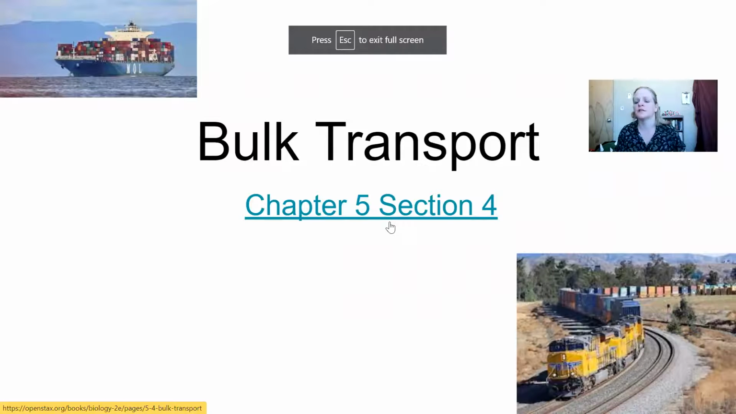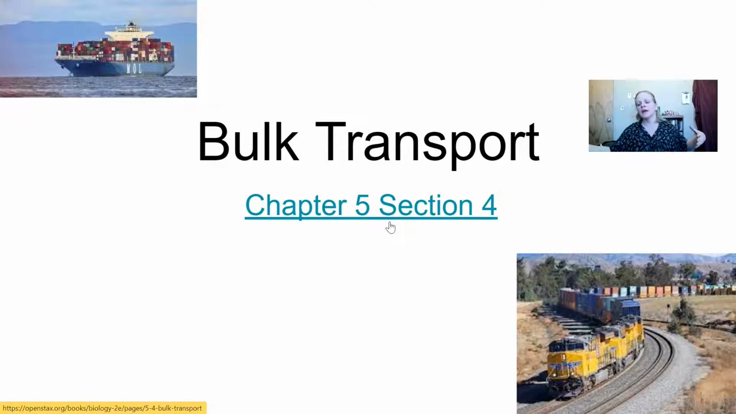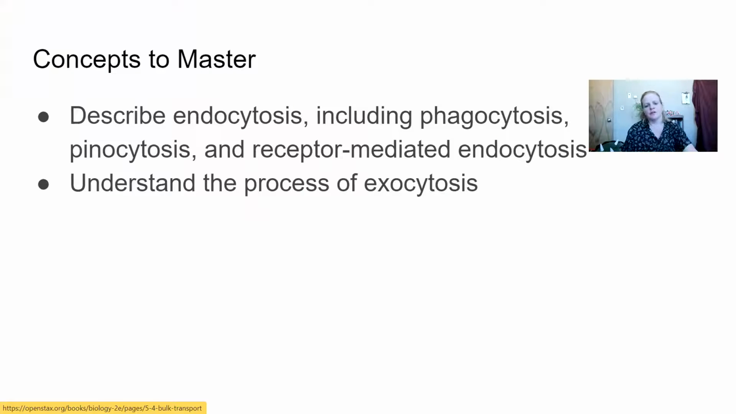What this is telling us is that sometimes we need to carry a lot of stuff, or one really big thing, and that doesn't fit through our carrier proteins or our transport proteins or our channel proteins. So we need a different mechanism for carrying a high quantity or one large thing or a few large things. What you want to know is what is endocytosis, and how it comes in all these different flavors. And then exocytosis, which is the opposite of endocytosis.